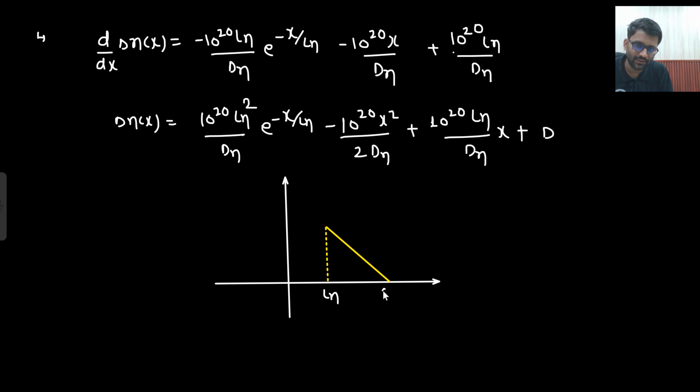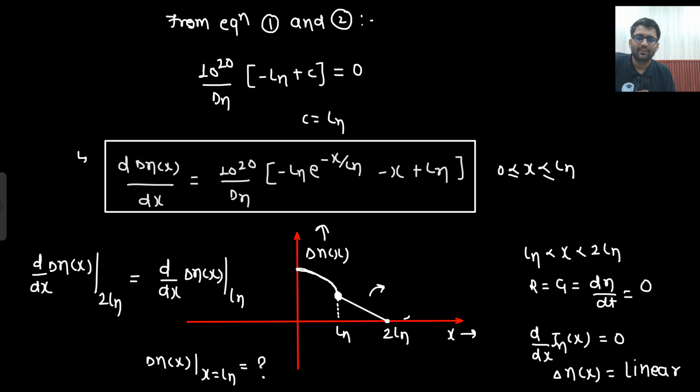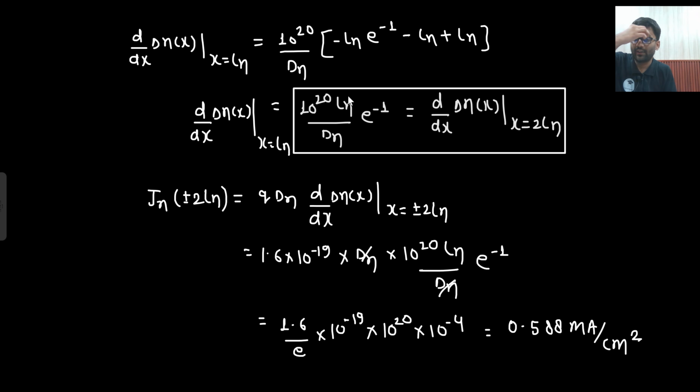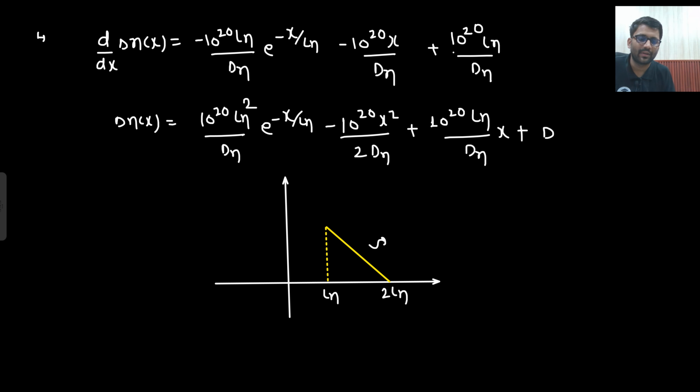This is your ln, this is your 2 ln, and this slope I already know. This slope I have found out: 10 to the power 20 ln by dn e to the power minus 1.